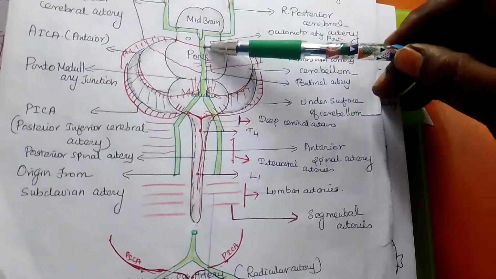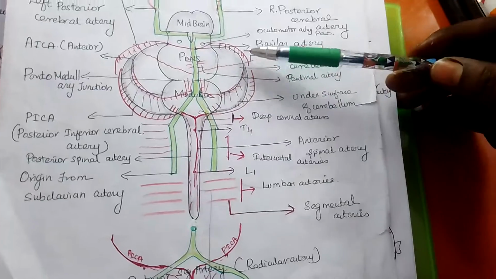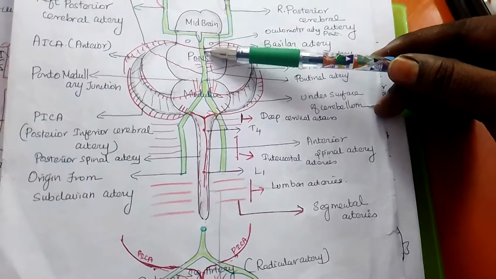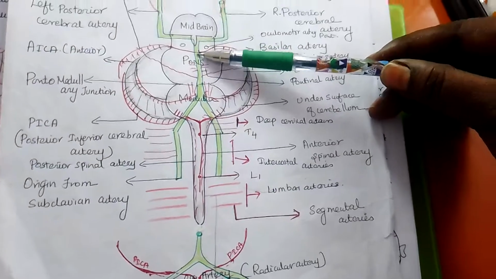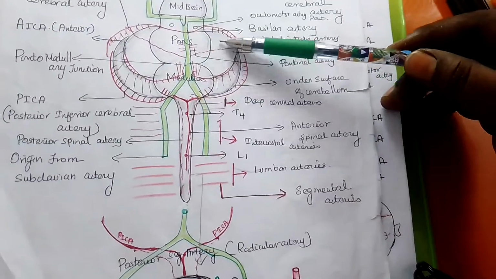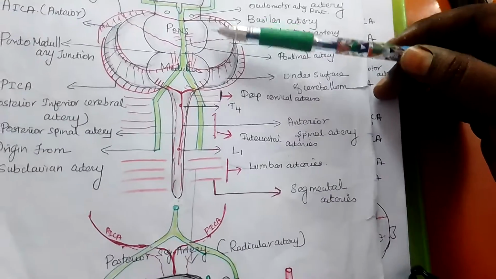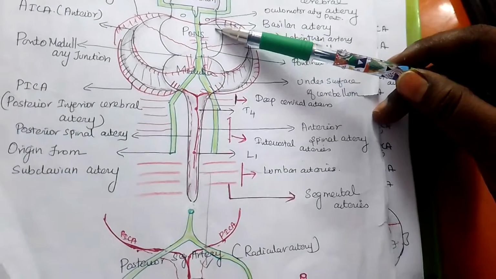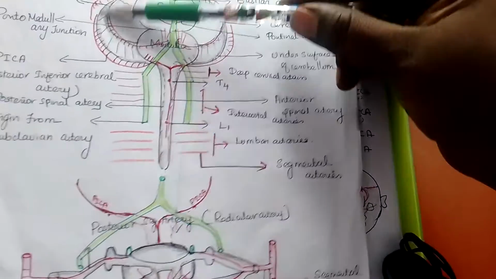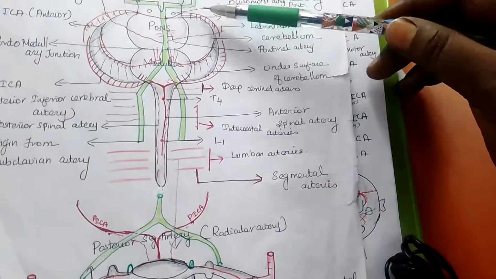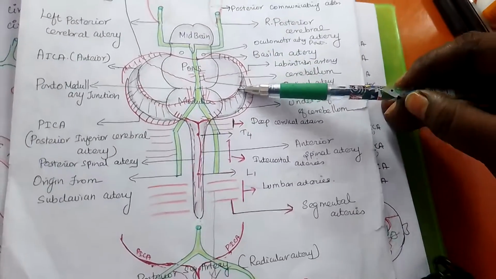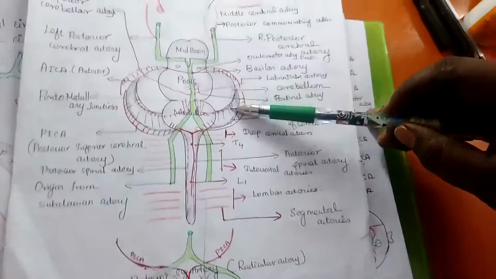If you see the superior surface of the cerebellum, there is an artery originating just below the oculomotor, 3rd cranial nerve. The artery which is supplying the superior portion is called the superior cerebellar artery. It mostly supplies the lateral side of the pons also. Understand? Now you understood this one.